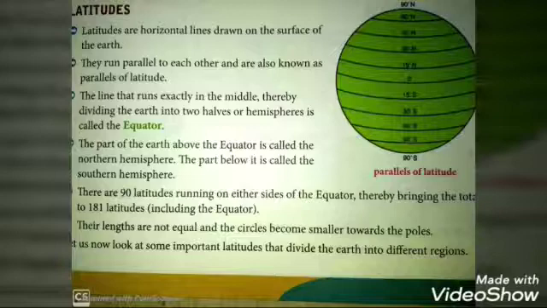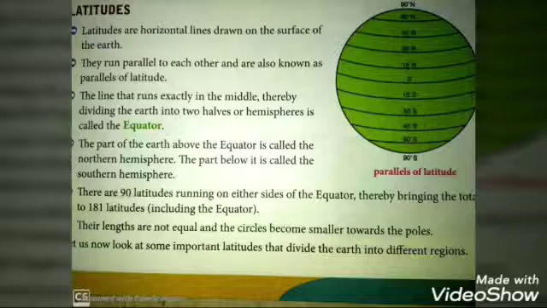Latitudes are horizontal lines drawn on the surface of the earth. See students, you can see in the image how are the horizontal lines. They run parallel to each other and are also known as parallels of latitude. See students, we can see in the image that they are at equal distance, not far, not away. So they are parallel to each other. Okay, and as they are parallel, they are also called parallels of latitude.